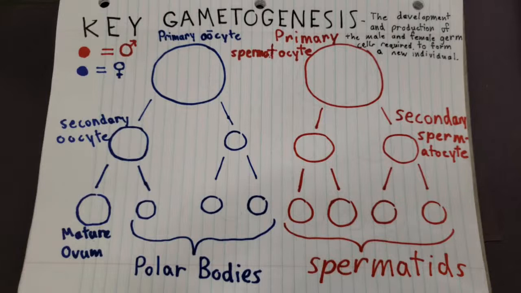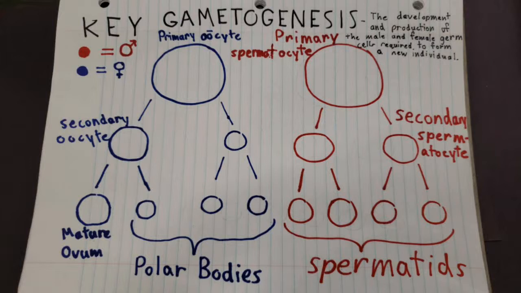Each of these cells starts off as the primary cell, but then they divide into two. These divided cells are known as the secondary spermatocytes and oocytes. Now, here's where their paths diverge. When the secondary cells split in males, all four cells will become spermatids, and they will be ready for the next stage of their life cycle. But in females, there will only be one mature ovum and three polar bodies.